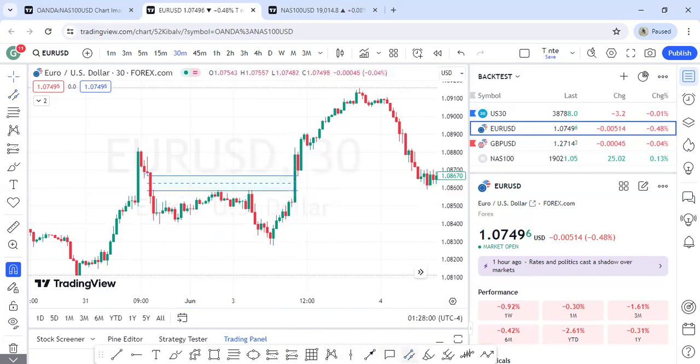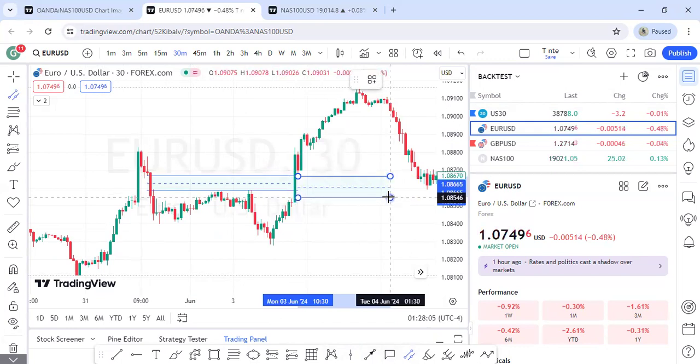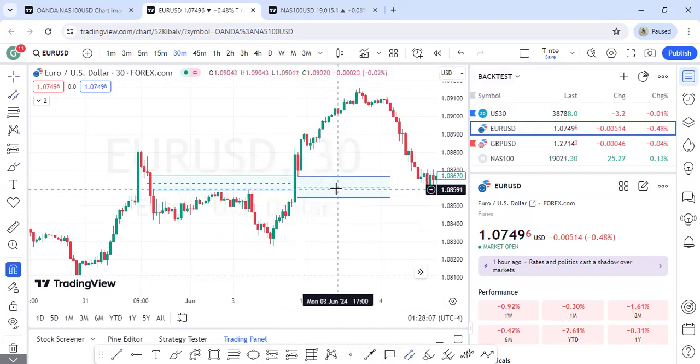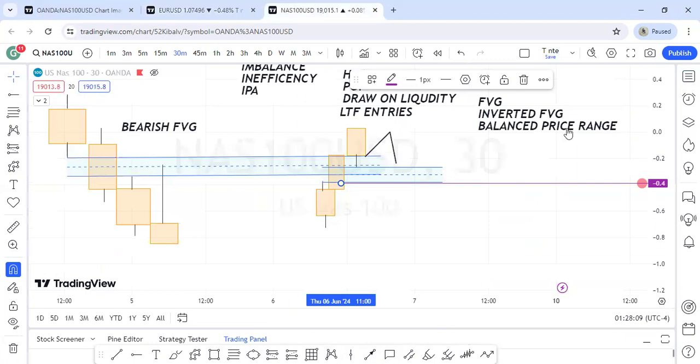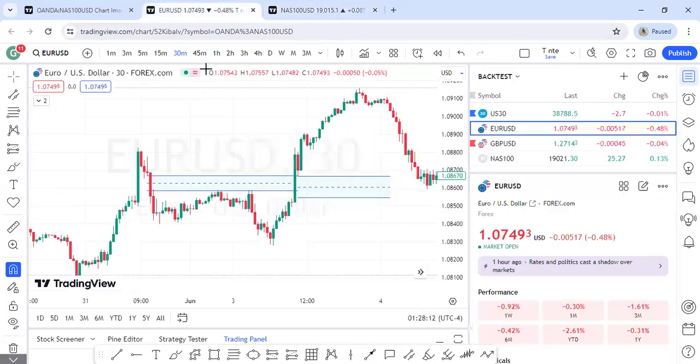Then what do we have again? We have another fair value gap here between this candle's high and that candle's low. Can you see how this prints? This is also called a balanced price range, because there are two imbalances overlapping each other, right?